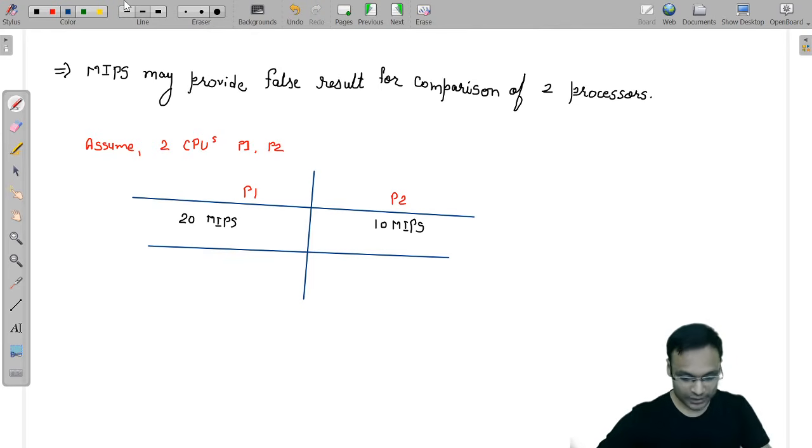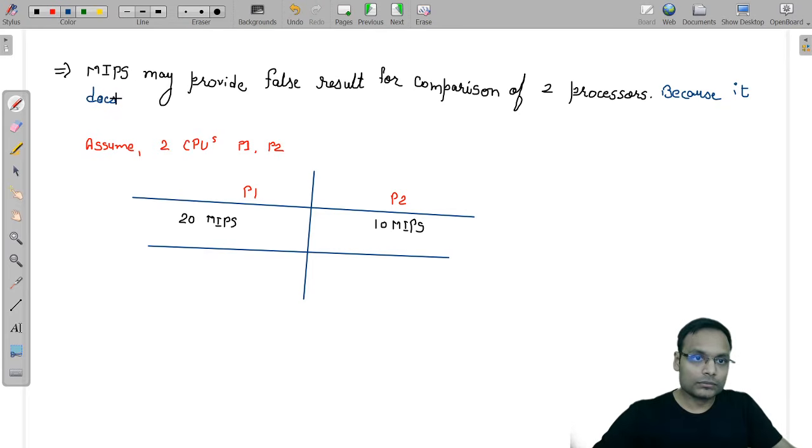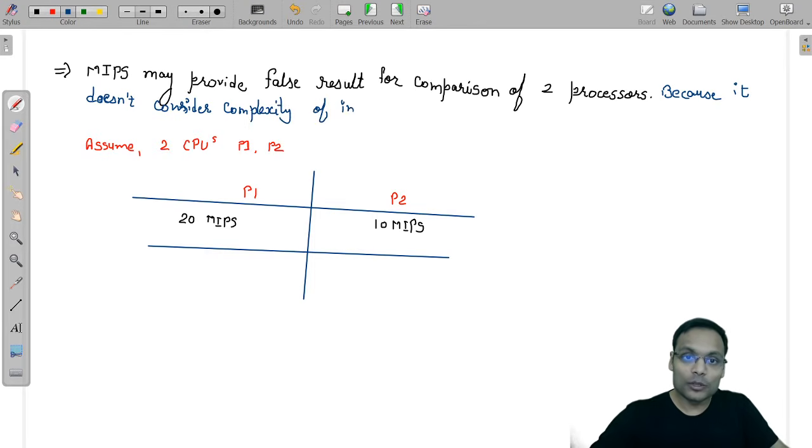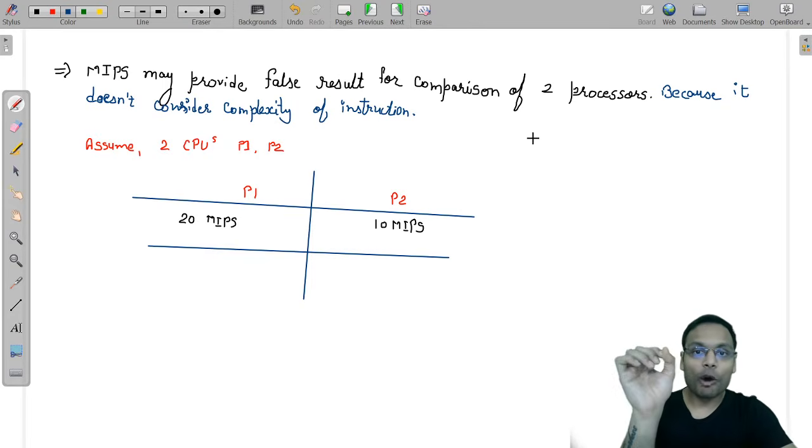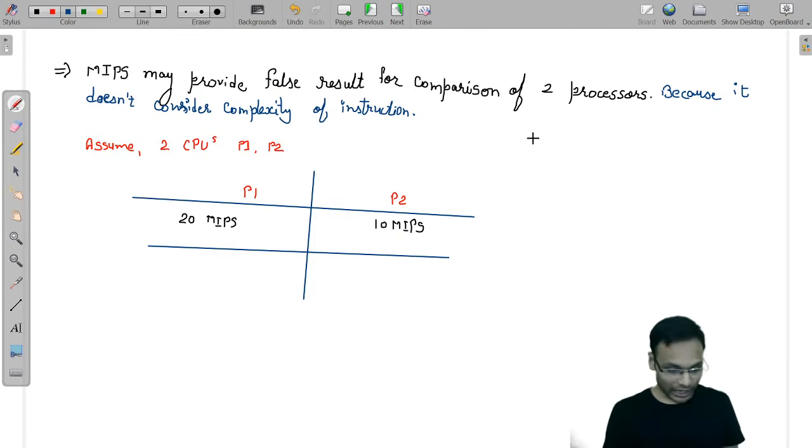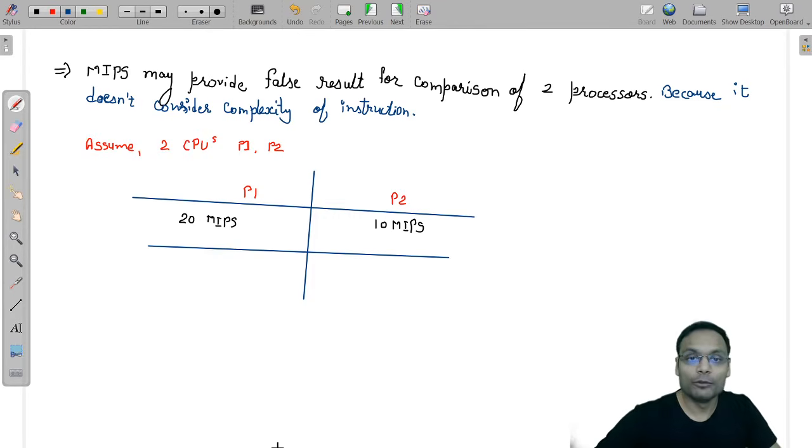Fine. So if you are able to understand every single thing, let's go further. MIPS may provide a false result for comparison of two processors, and why it can provide it, just because it does not consider the complexity of instructions. Which instruction will perform a complex operation and which an easy operation is not considered in MIPS. That is why MIPS cannot give you a true result.